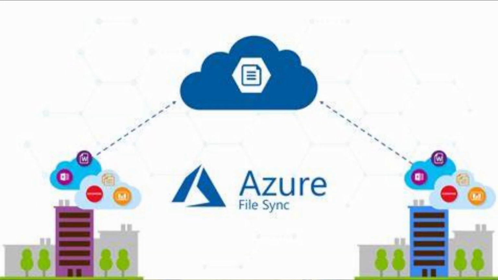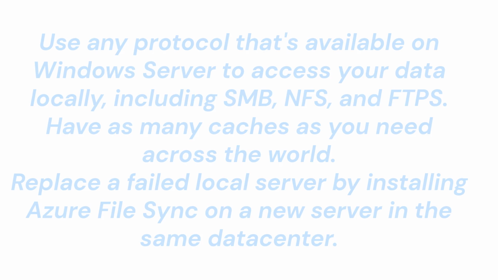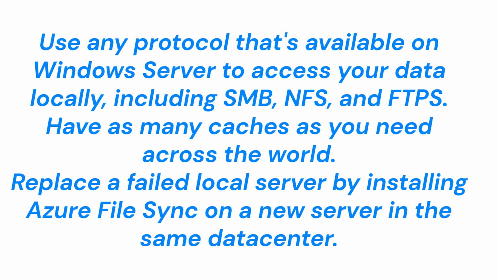Azure File Sync. Azure File Sync is a tool that lets you centralize your file shares in Azure Files and keep the flexibility, performance, and compatibility of a Windows file server. It's almost like turning your Windows file server into a miniature content delivery network. Once you install Azure File Sync on your local Windows server, it will automatically stay bidirectionally synced with your files in Azure. With Azure File Sync, you can use any protocol that's available on Windows Server to access your data locally, including SMB, NFS, and FTPS.